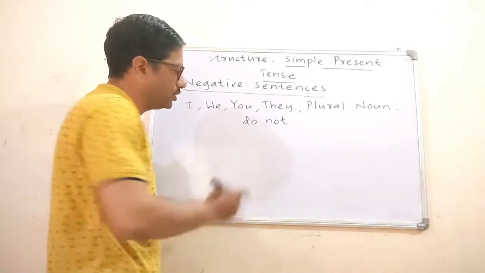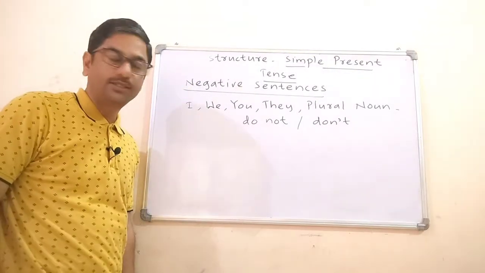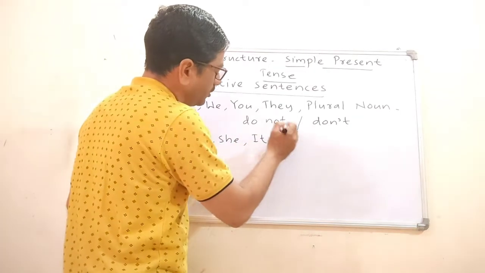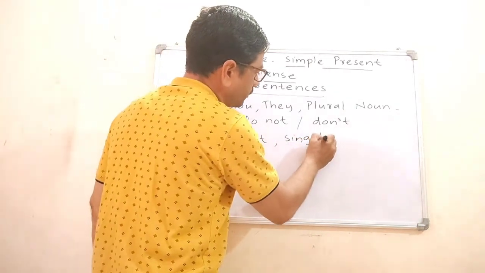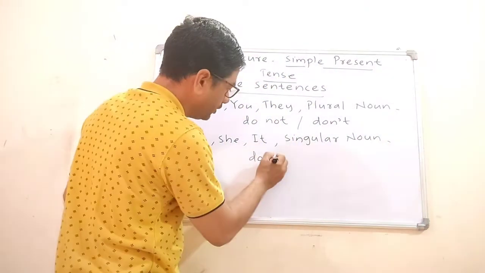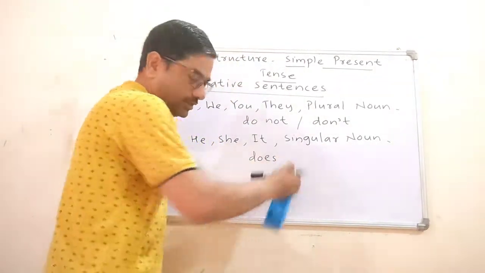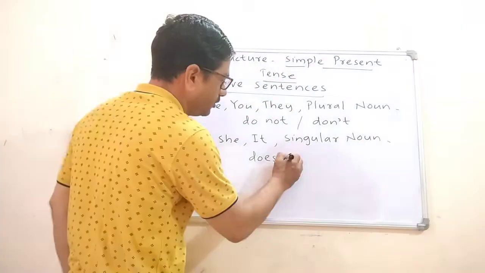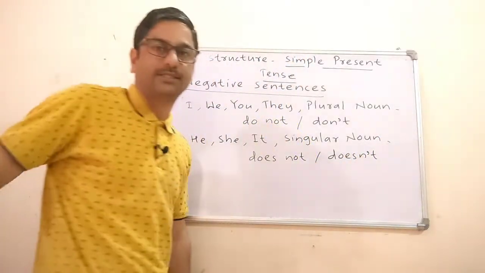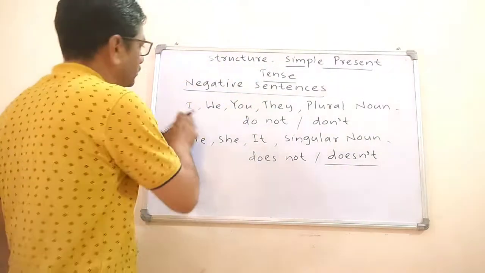The short form of do not is don't. And if the subject is he, she, it, or a singular noun, then you will make use of does not or doesn't. Doesn't is the short form of does not. So we'll study sentences.